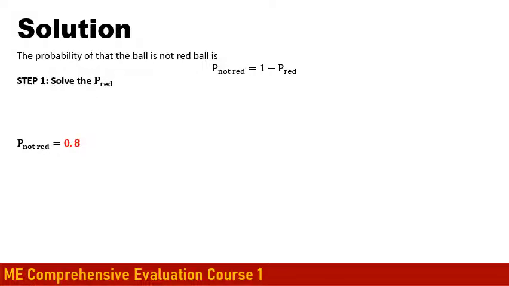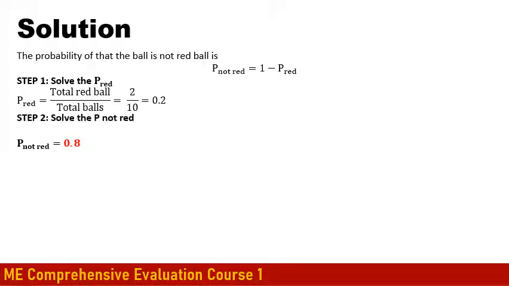For step number 1, we first solve the probability that the ball that will be drawn is red. Going back to our definition of probability, this just equals the total number of successful outcomes divided by the total possible outcomes. For the successful outcomes, we will count the total red balls, divided by the total balls, which is the total possible outcomes. In the urn, there are 2 red balls, and the total balls, including the other colored balls, are 10. That's why the probability of getting a red ball is 0.2.